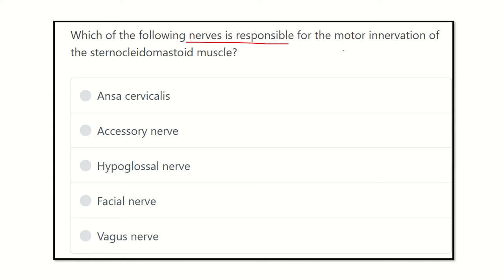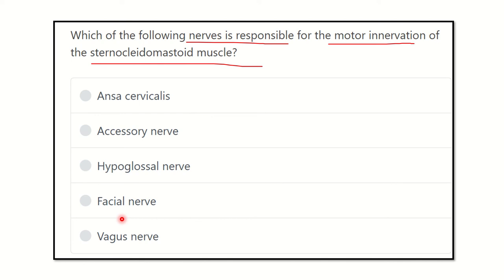Which nerve is responsible for the motor innervation of the sternocleidomastoid muscle? The sternocleidomastoid muscle is a muscle of the neck area, and we have to find out which nerve will innervate the sternocleidomastoid muscle. Here are the options: ansa cervicalis, accessory nerve, hypoglossal nerve, facial nerve, and vagus nerve. They all are nerves of the neck area, so it is very possible to get confused about which nerve will supply the sternocleidomastoid muscle.